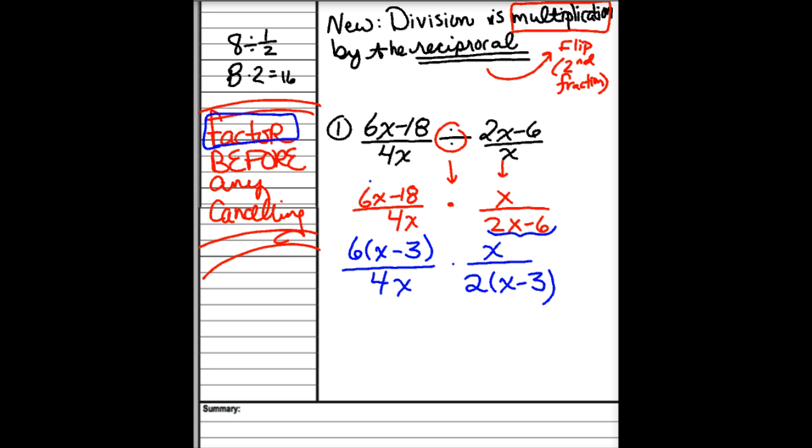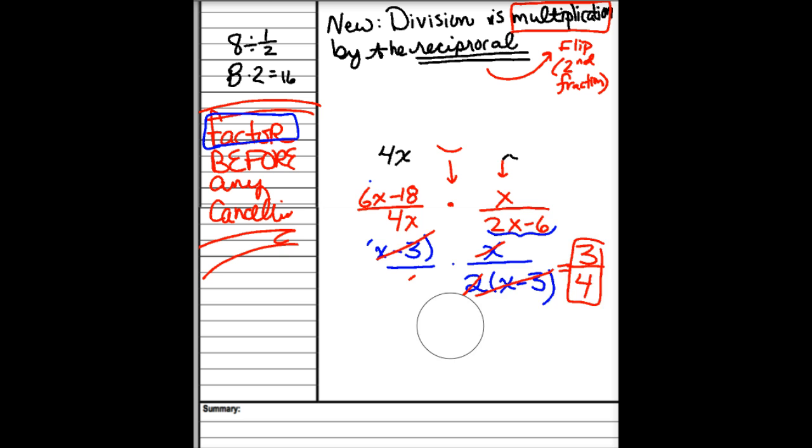Is there a 6 on the bottom? No, but 2 is in 6 3 times, and there's a 2 on the bottom. Is there an x minus 3 on the bottom? Yes. Is there a factor of x on the bottom? Yes. So when I'm all done on the top, I only have a 3 left. And on the bottom, it looks like I only have a 4 left. So boy, that simplified really nicely. And that one's all done. 2 more to go.